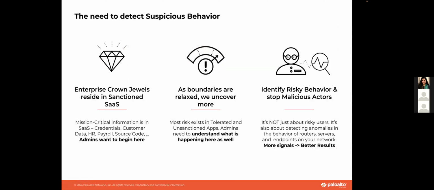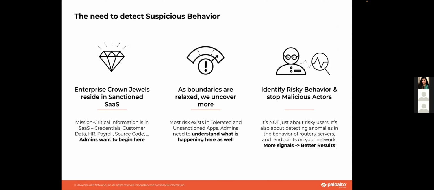Now let's talk about, in this slide, how we are approaching this problem. As we already confirmed, the need to detect suspicious behavior is real, and we are starting by addressing sanctioned SaaS activity, which is where the crown jewel data resides. When we examine the sanctioned SaaS applications we support, we are looking at the anomalies and the suspicious activities being performed in those applications.